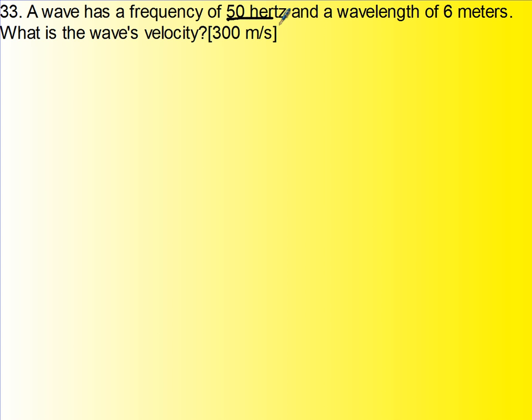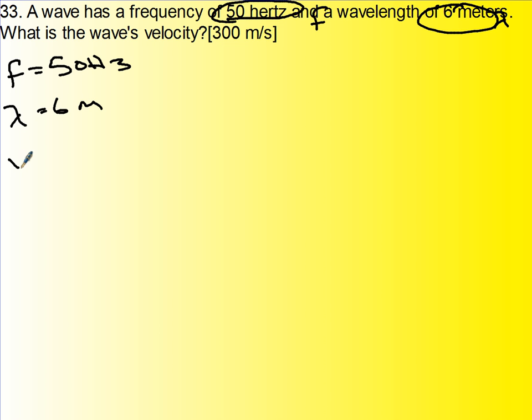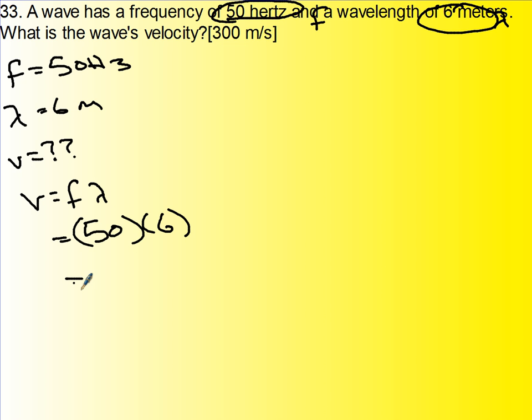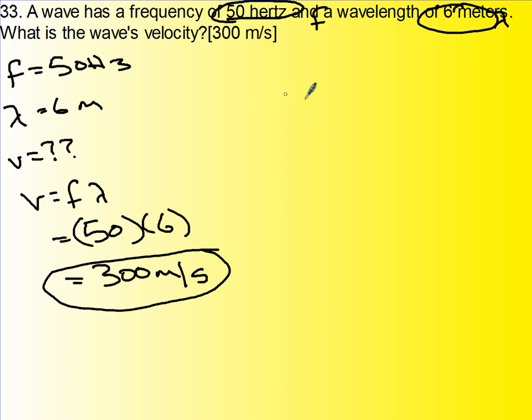Okay, a wave has a frequency of 50 hertz and a wavelength of 6 meters. What's the velocity? f is 50 hertz. Wavelength is 6 meters. I'm looking for v. v = fλ. So frequency of 50 hertz times a wavelength of 6. 50 times 6 is 300 meters per second. Using the wave equation is very straightforward.